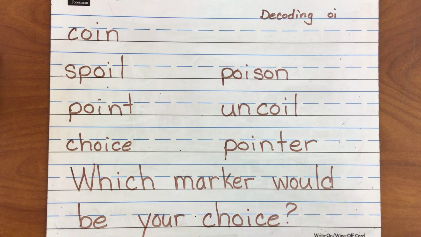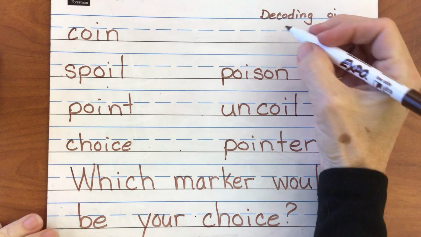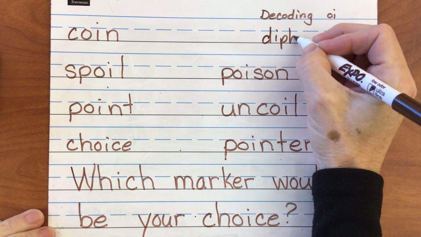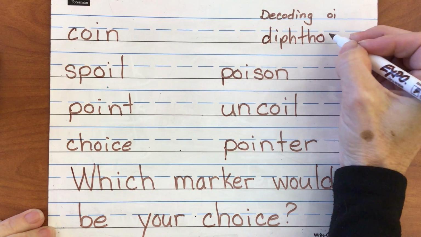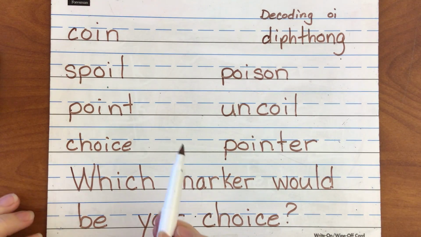Jeffy, and today we're going to be decoding the diphthong OI. And I'm going to spell diphthong here for you so you see what the word looks like. Diphthong. And that's our objective today, to read it in multiple ways. Let's get started.